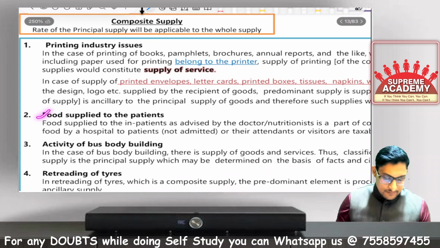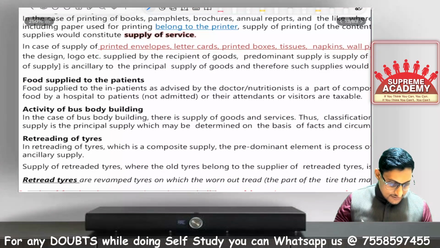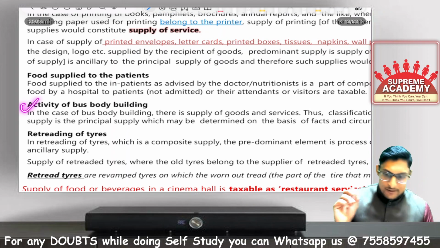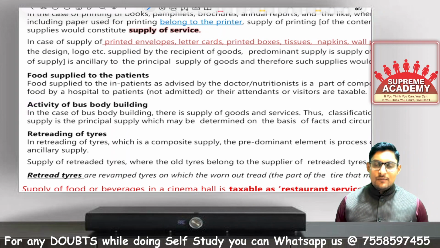Now, food supplied to the patient. This we are going to discuss in the exemption chapter, not here. Next, activity of bus bodybuilding. It means, say for example, you have outsourced the work. You are a Tata company, and the bus is of the Tata company.